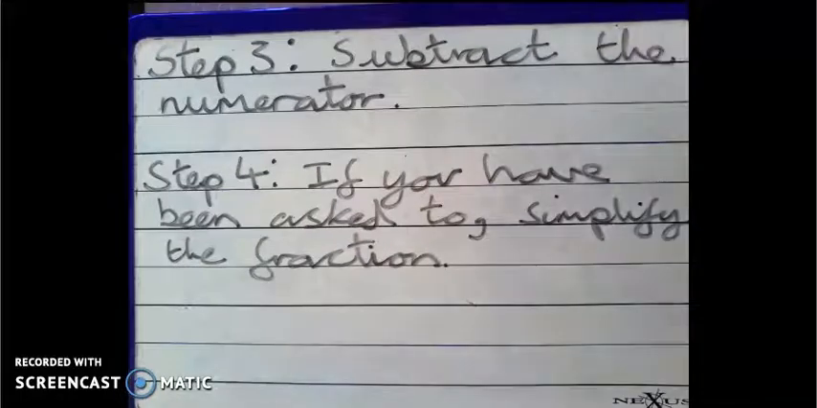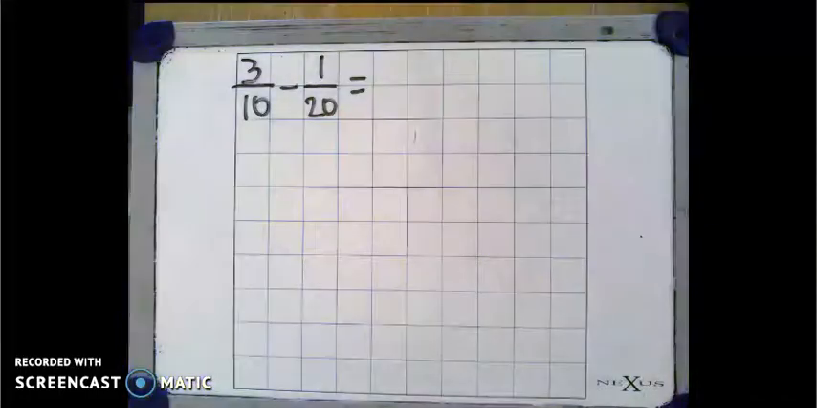Step 3, subtract the numerator. And step 4 is optional. If you have been asked to, you should then simplify the fraction. Let's go through those steps with this calculation.